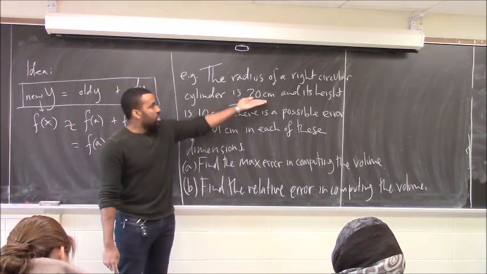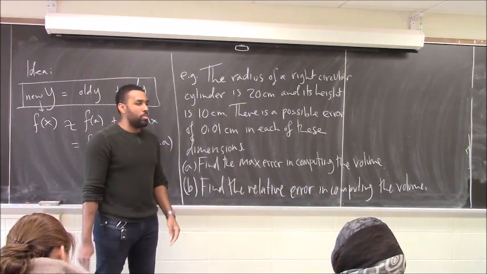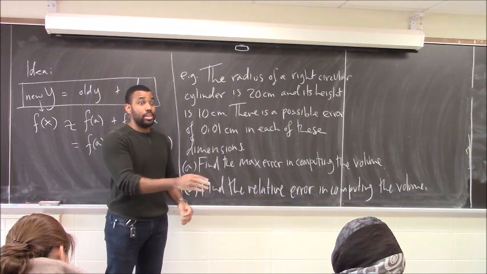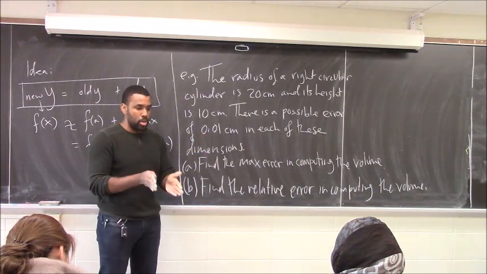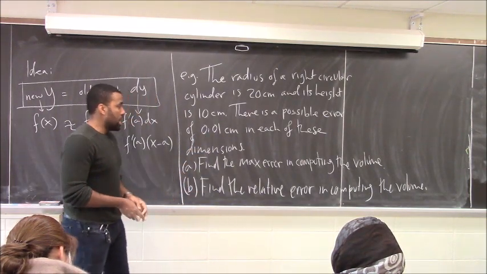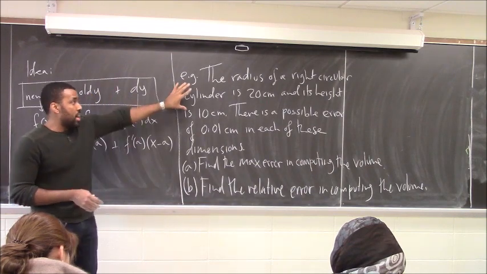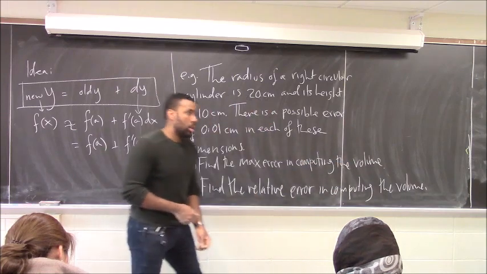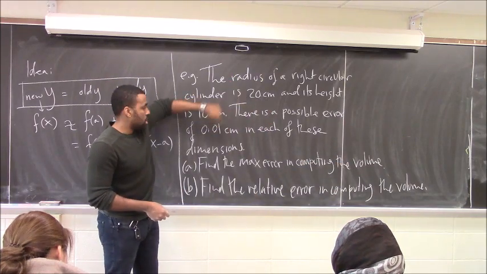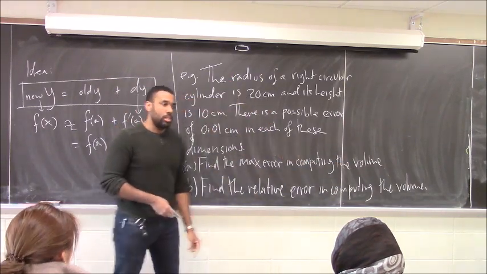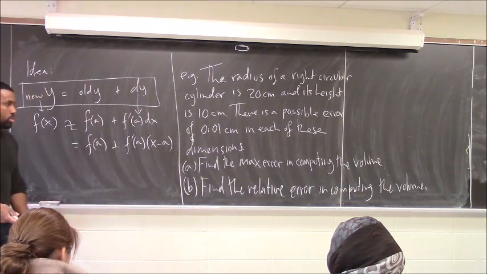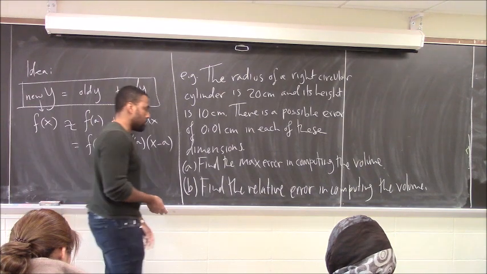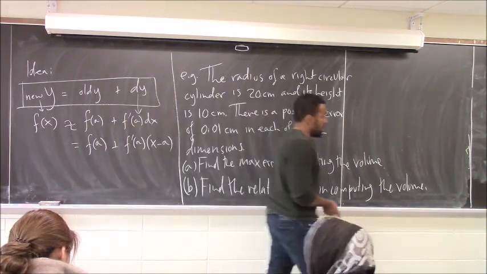So the machine tells you it's 20 centimeters, but it could be off. It could actually be 20.01 centimeters, or maybe 19.99 centimeters. You can be off by that much. There's an error. So now if you want to use these values in future calculations, like calculating volume, how does an error over here affect the error over there? That's something you can use linear approximation to figure out. So try to figure that out.